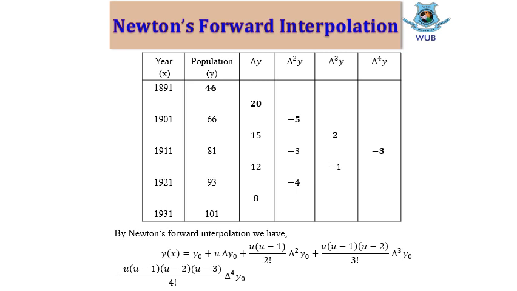So at first we have to find out del y, which is the difference between y1 minus y0, which is 20. 66 minus 46, we get 20. Then the next value is 81 minus 66, which is 15. And in this way we can get our solution.